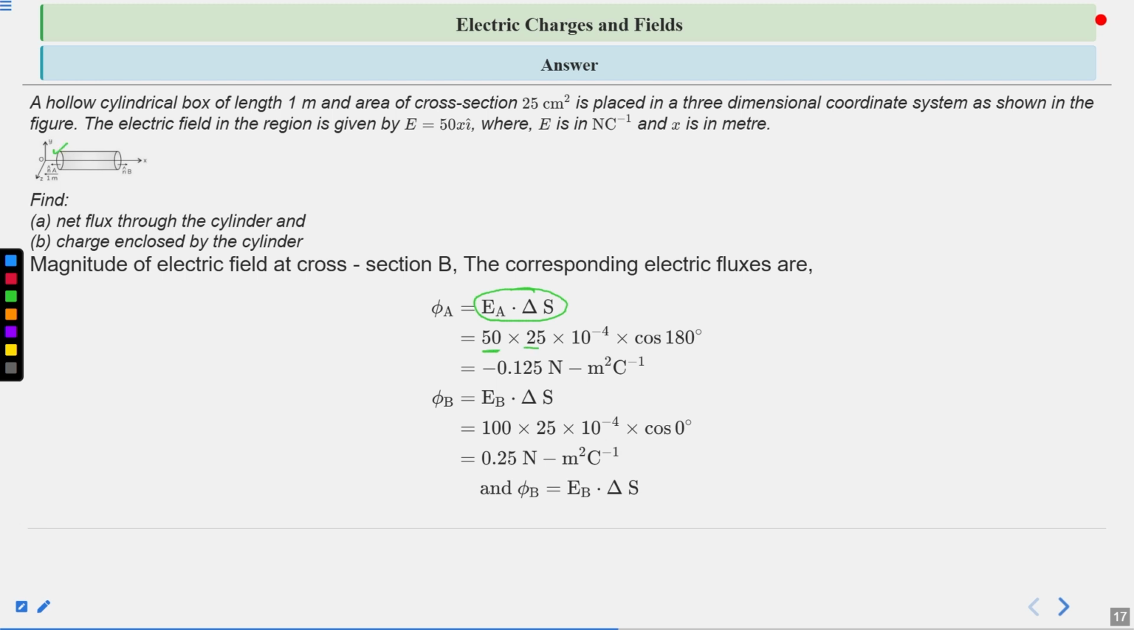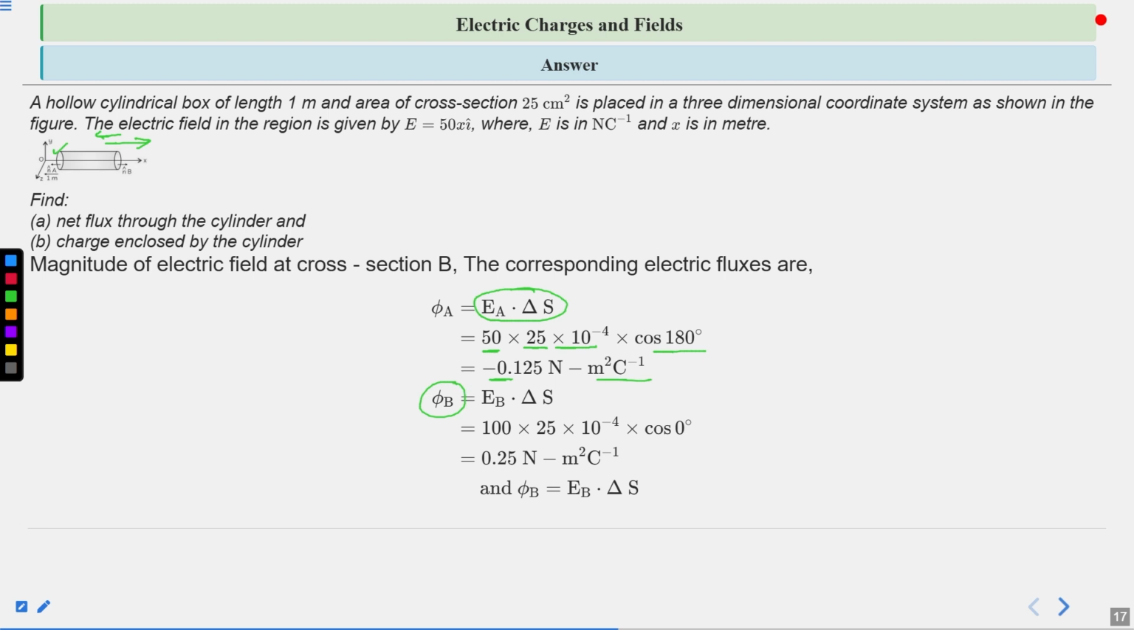Delta S is 25 into 10 raised to the power minus 4 and the angle is 180 degree, because the direction of electric field is along positive x-axis and the area vector is along negative x-axis, or we can say opposite of the electric field. So both are anti-parallel, so cos 180 degree is minus 1. So it will be minus 0.125 Newton meter square per Coulomb.